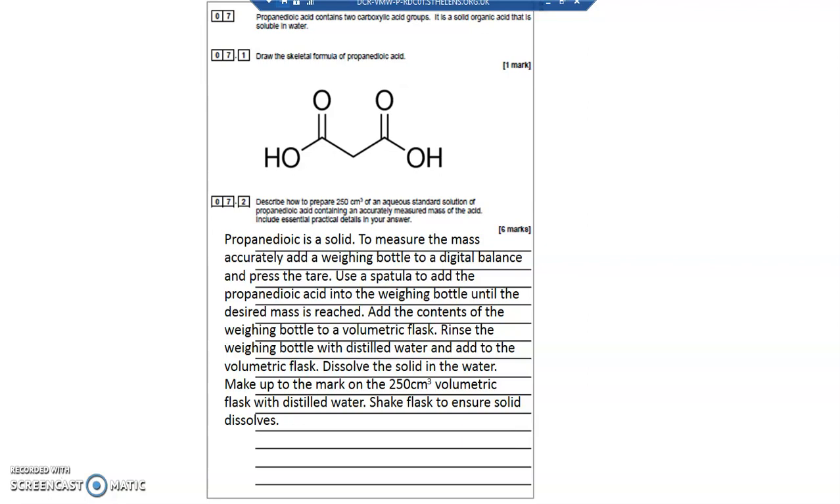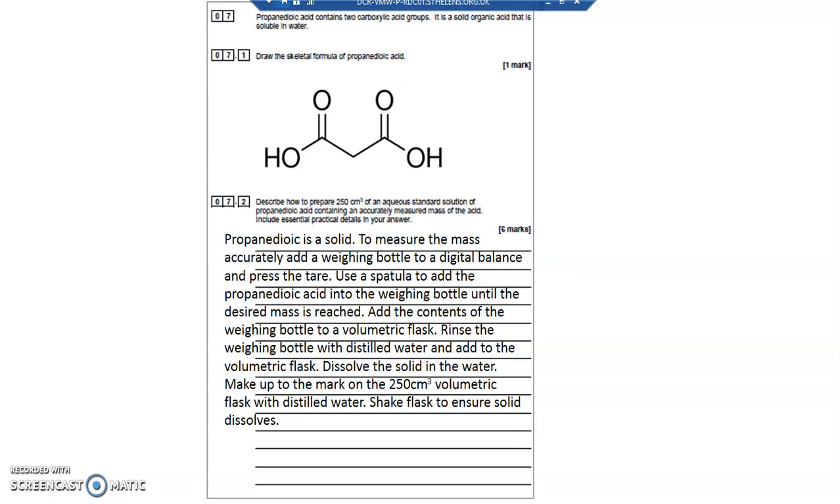Then you add the contents of the weighing bottle into the volumetric flask. A volumetric flask is a flask that just measures out 250 centimetre cubed. That's all it does, and it does so very accurately. So there's a mark on the flask, and when the bottom of the meniscus gets up to that mark, it's reached 250 centimetre cubed. So you add the contents of the weighing bottle to the volumetric flask.